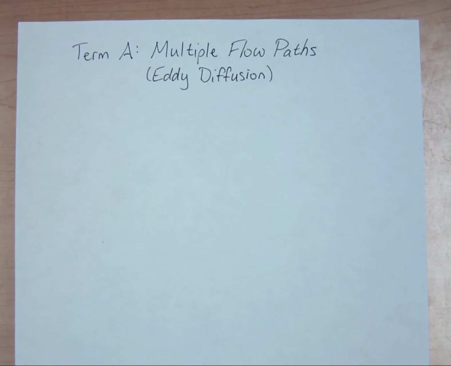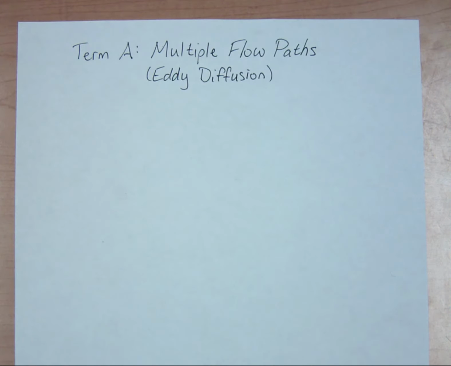And so this video and the next several are going to walk through each of those terms, the underlying theory behind that term, and then how that term ends up being described in the Van Deemter equation. So the first term that we're going to cover is called term A. It's represented by an A in the Van Deemter equation. And this term has a couple different names. You might see it as the multiple flow paths term or the eddy diffusion term.